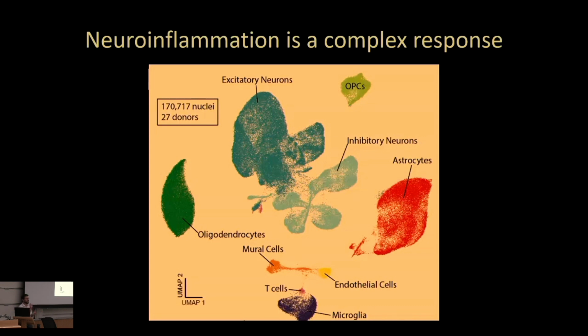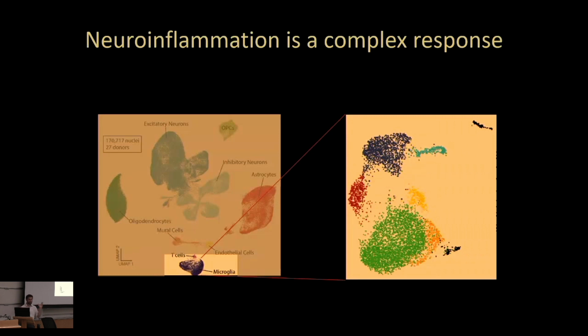Now from this, we focus on the microglia. We can take this microglia population here and further subdivide it to look at them specifically and see what makes them different, essentially. And we can find multiple different types of microglia now. Each of these populations is a genetically, or at least RNA, different type of microglia.